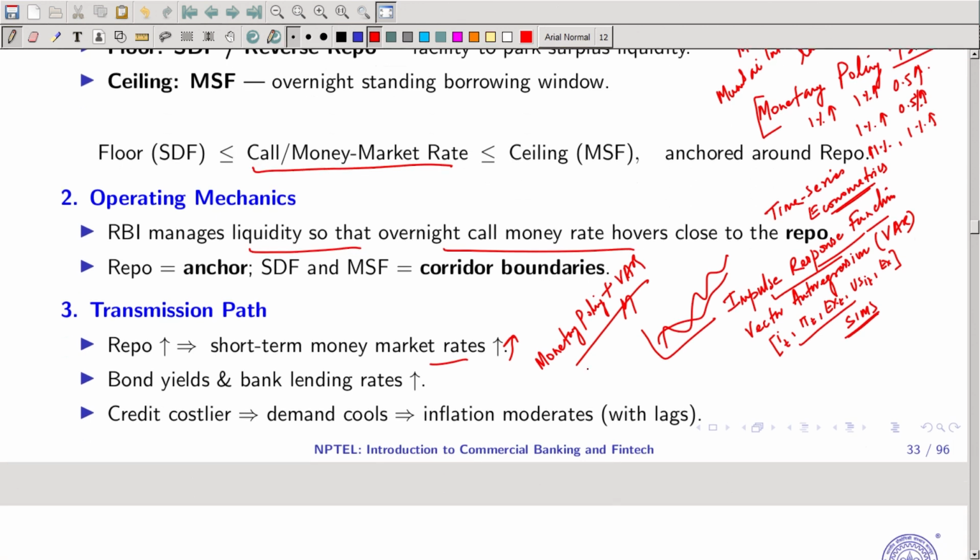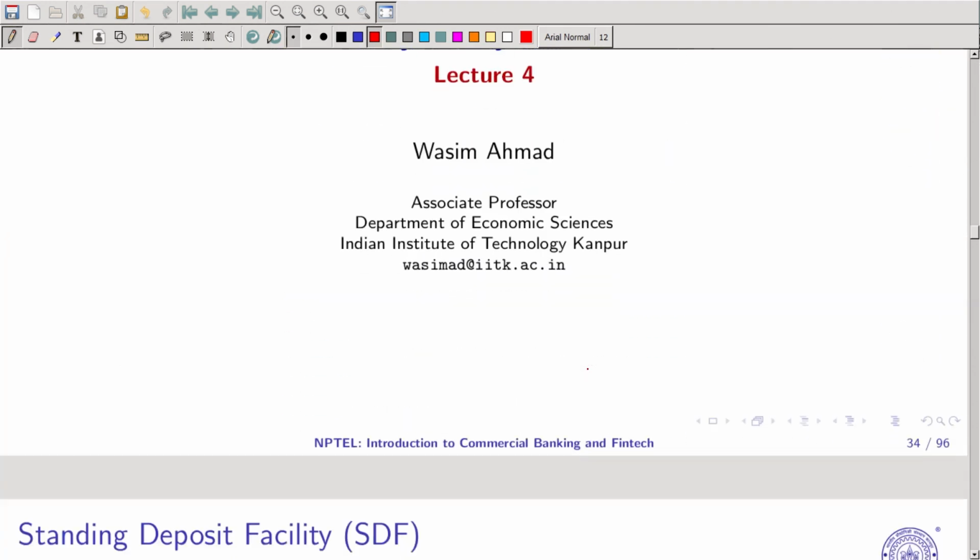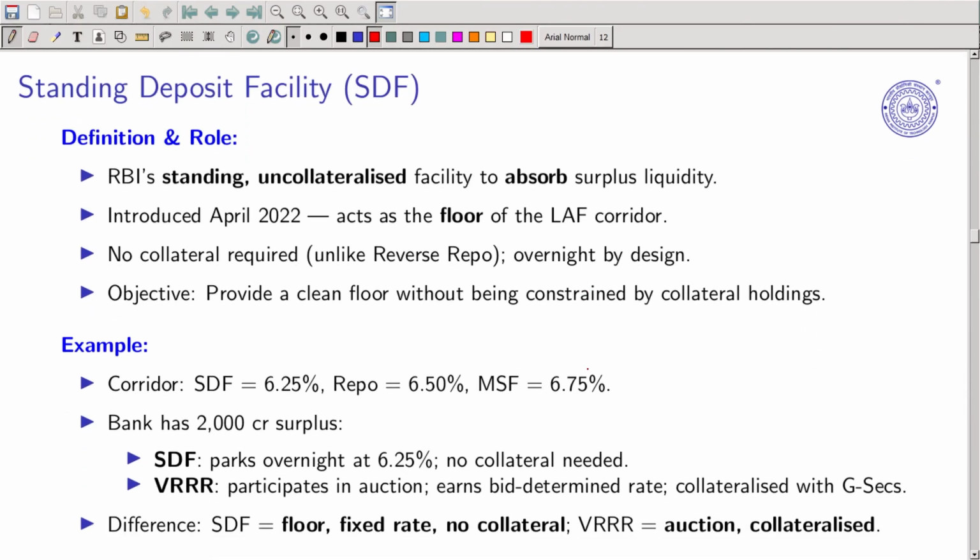Now, let us go to the next. Here we have the standing deposit facility. What is SDF? SDF was introduced in April 2022 and it acts as a floor of the LAF. So, RBI has an uncollateralized facility to absorb surplus liquidity.